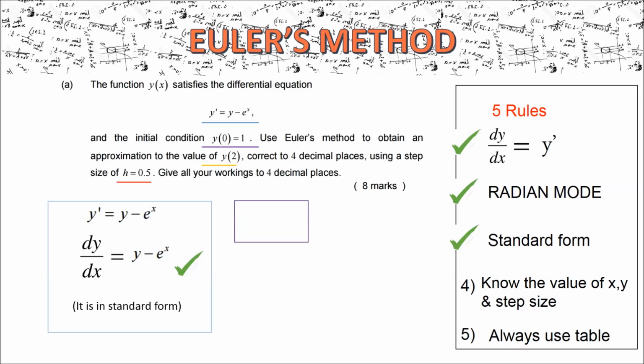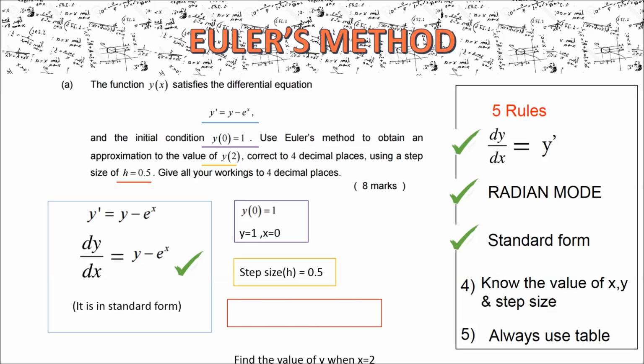For our fourth rule, know the value of x, y, and step size value. As you can see from the equation, you can tell that y is equal to 1, and since there are only 2 variables, x and y, the variable inside the bracket will be x, and the step size value will be 0.5, and find the value of y when x is equal to 2. After knowing all these values, then you can proceed to the table to solve the question.